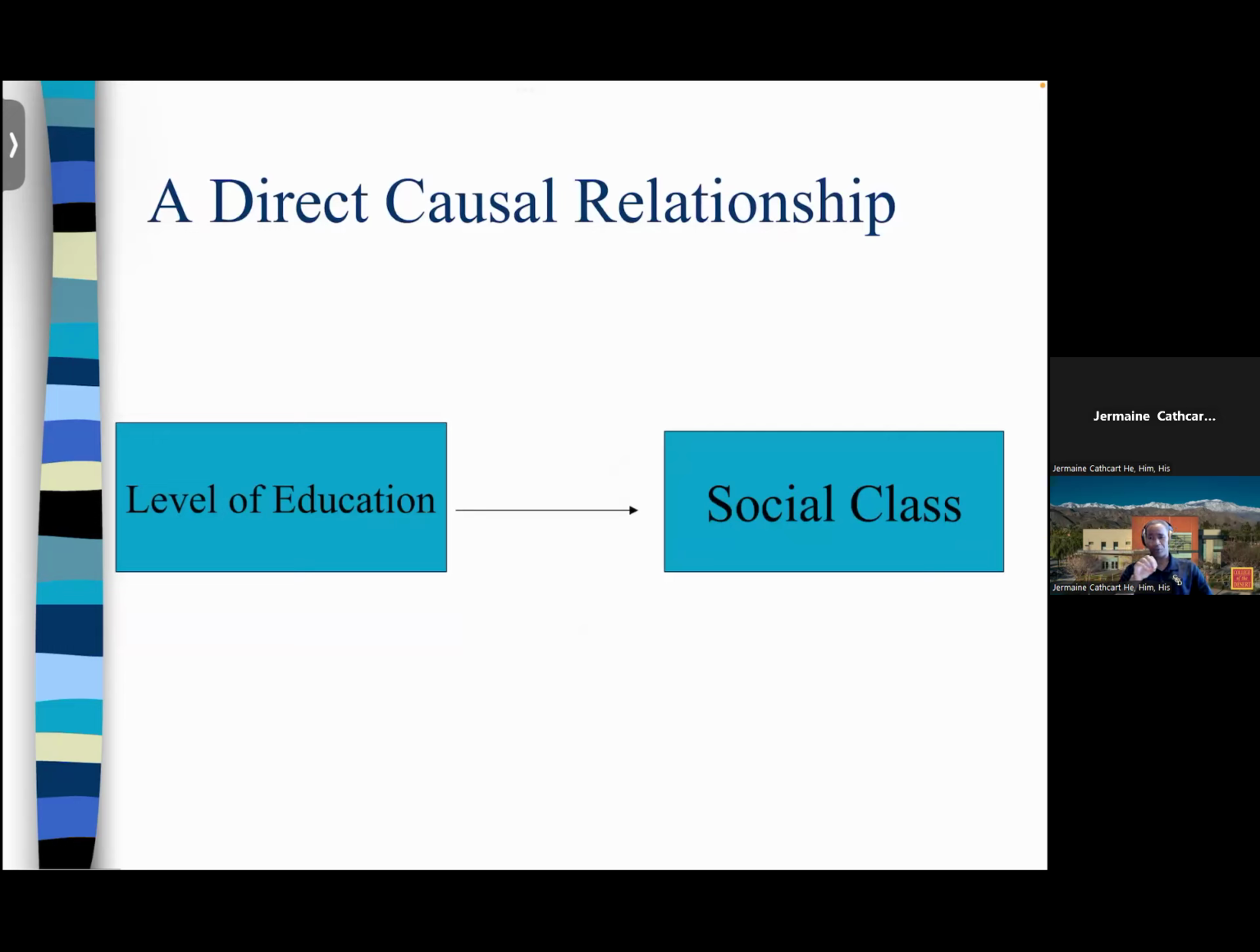One of the reasons for this is because your education level is one of the measures that we use to determine your social class. If you took introduction to sociology, you would know that there's typically three measures that we use to determine your social class: education level one, income number two, and job prestige number three. Okay. So, level of education is directly impacting your social class.